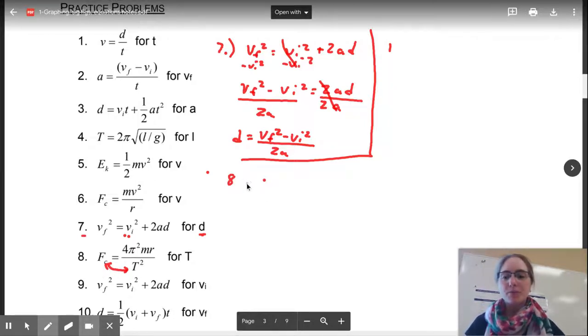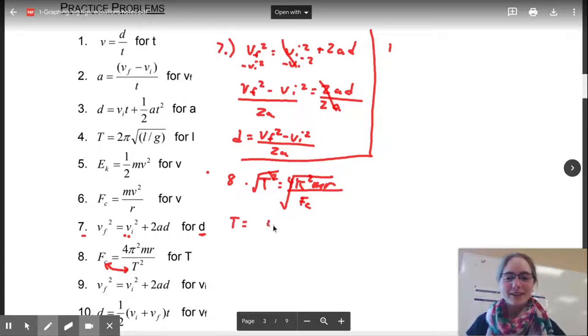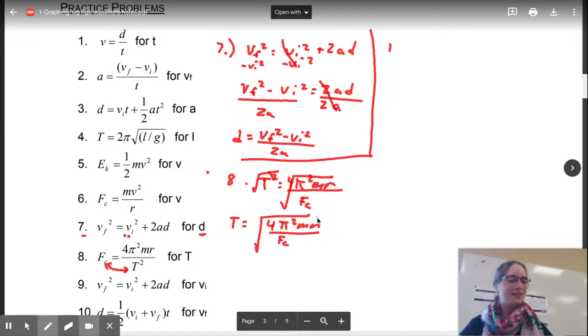So for number 8, once I trade those, I am going to wind up with T squared is equal to 4 pi squared mr over Fc. We are so using that equation later. Now, ladies and gentlemen, we square root both sides to get rid of that square. So T is going to equal the square root of 4 pi squared mr over Fc.